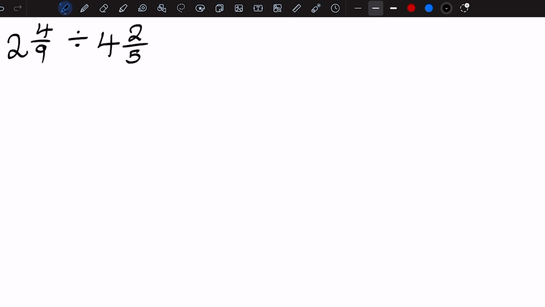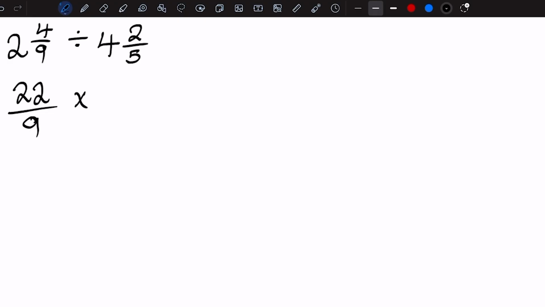By doing that, multiply the whole number with the denominator. So we say 2 times 9, that's 18. And then 18 plus 4, that's 22. So I would have a 22 in the numerator over a 9.